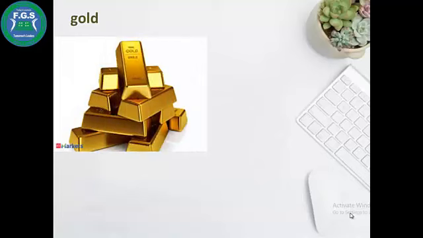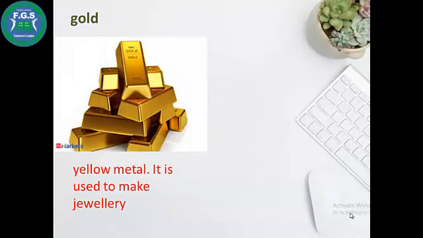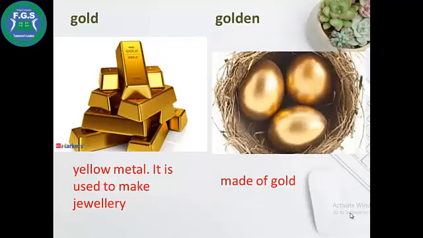Gold, yellow metal. It's used to make jewelry. Golden means made of gold, like golden eggs.